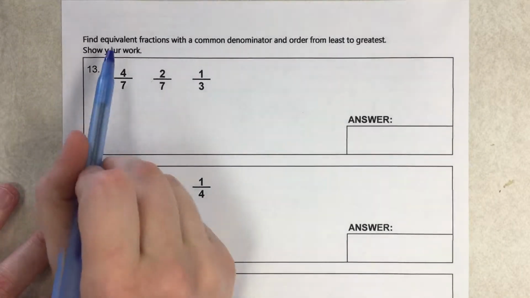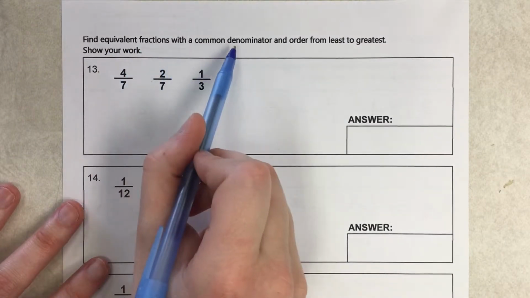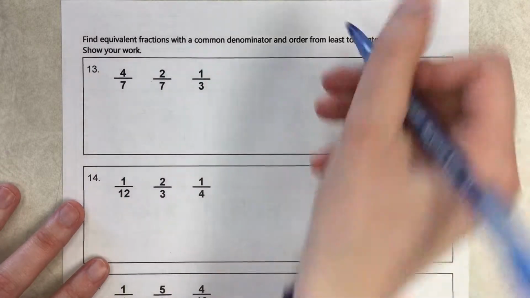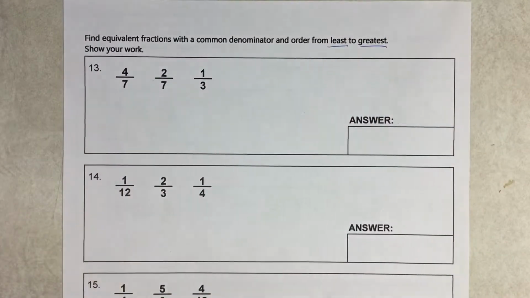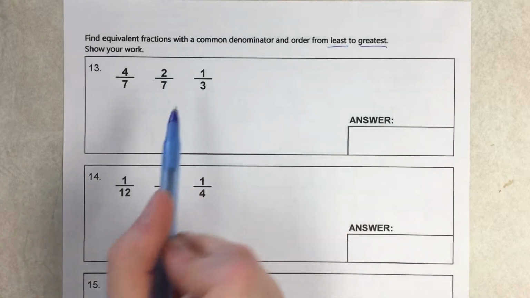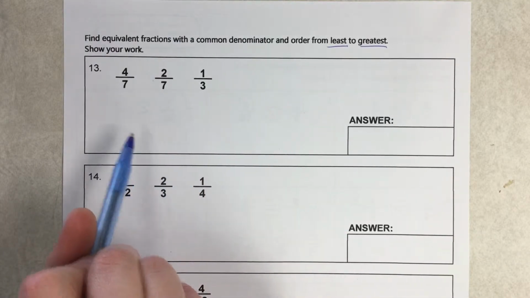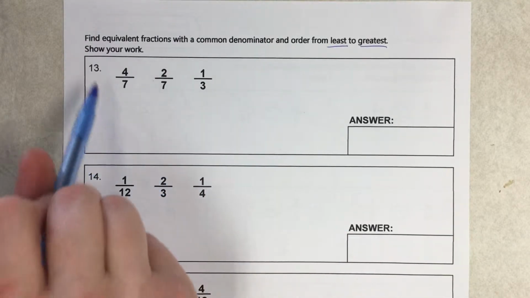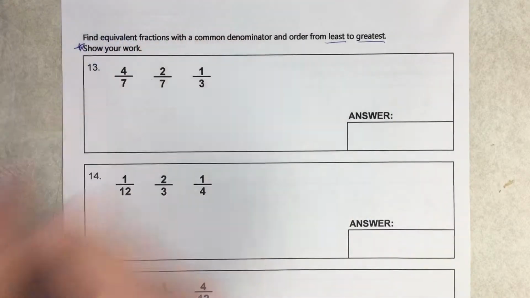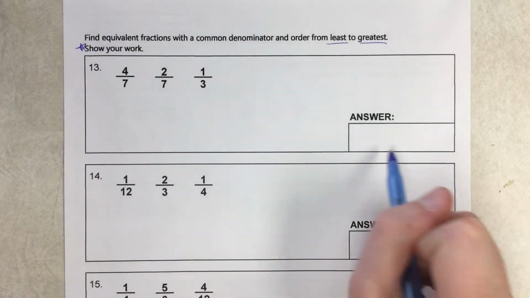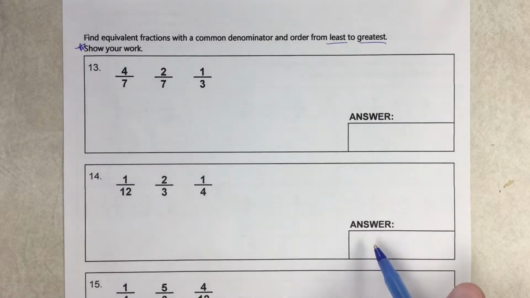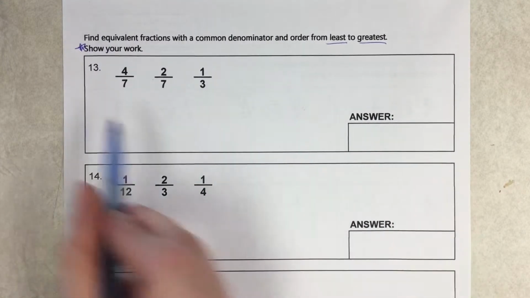The directions say find equivalent fractions with a common denominator in order from least to greatest. So there's 2 steps here. I have to find equivalent fractions when I need to, and I'm going to need to show my work to show how I got that. Then I'm going to need to put the answer in the box. So let's look at number 13.